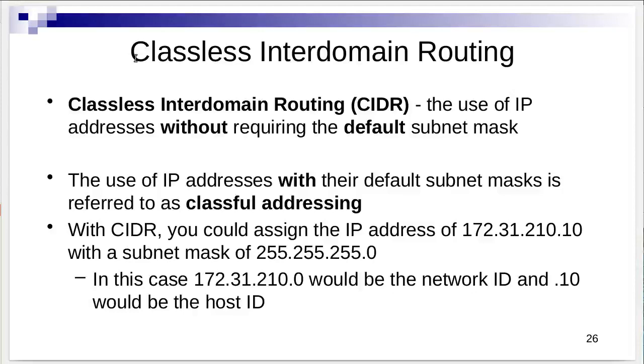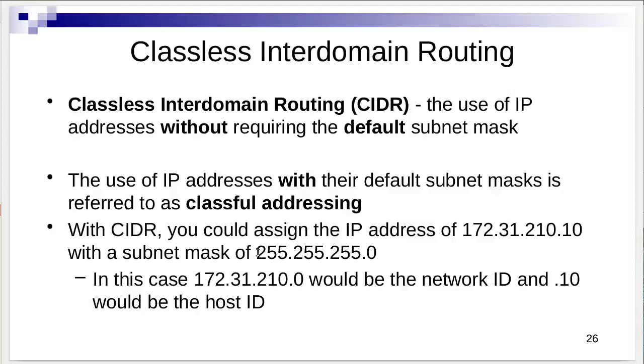So we looked at subnet masks earlier, and in this video we'll take a look at more subnet masks, but also we'll take a look at classless interdomain routing. So classless interdomain routing, or CIDR as it's usually said. CIDR is the use of IP addresses without requiring a default subnet mask. And what you do is you just have to remember how many ones you have.